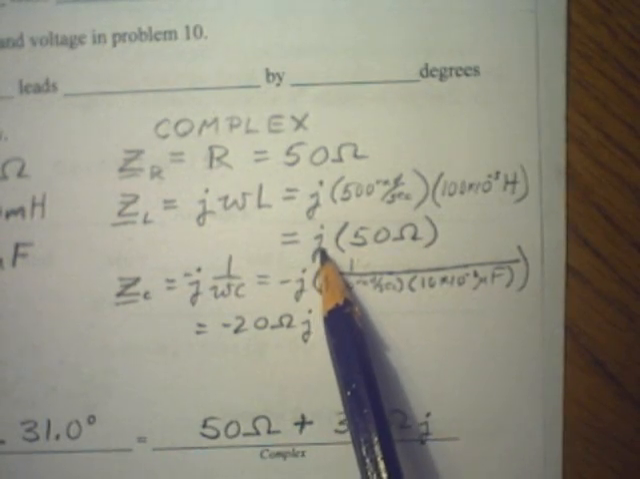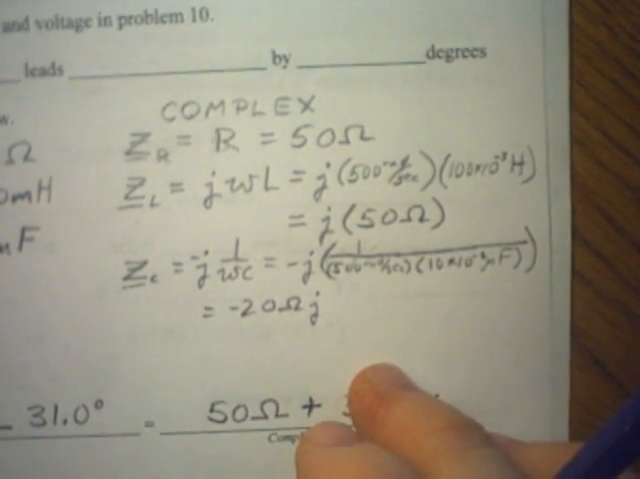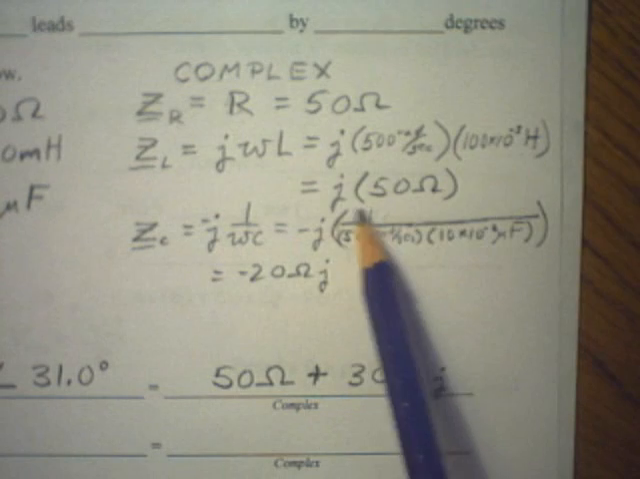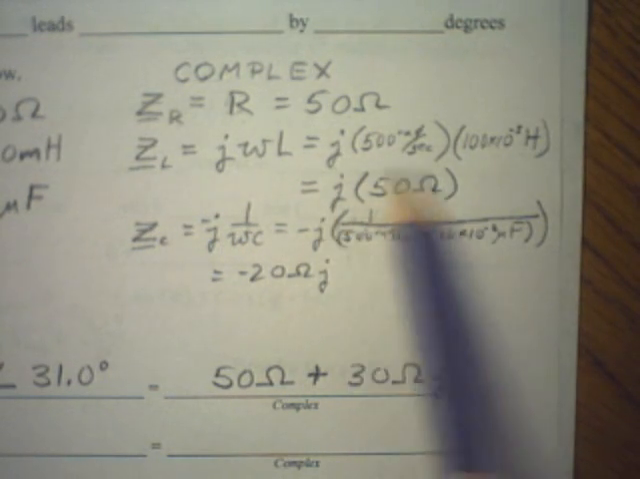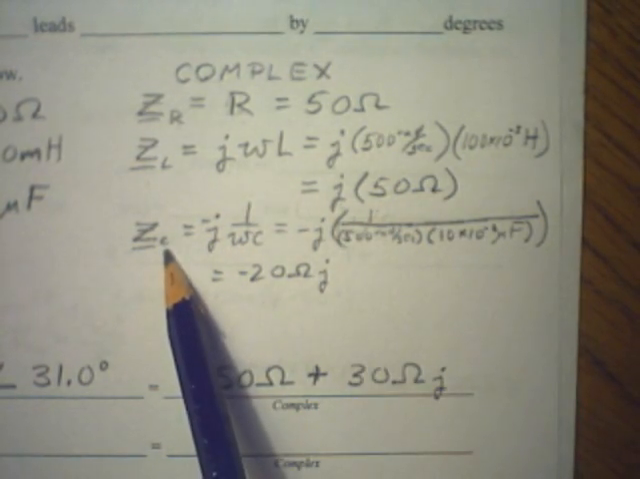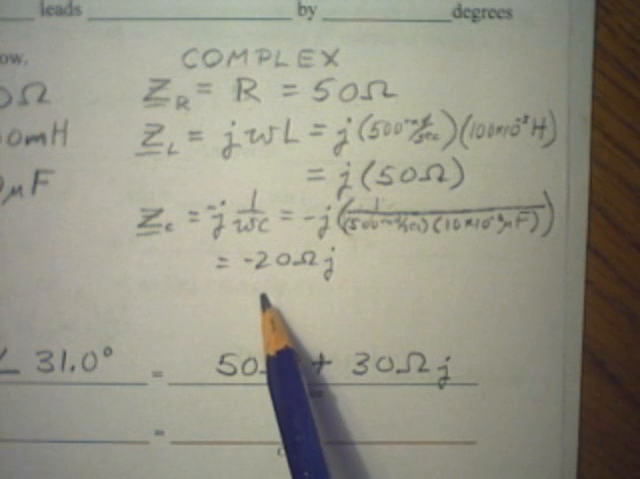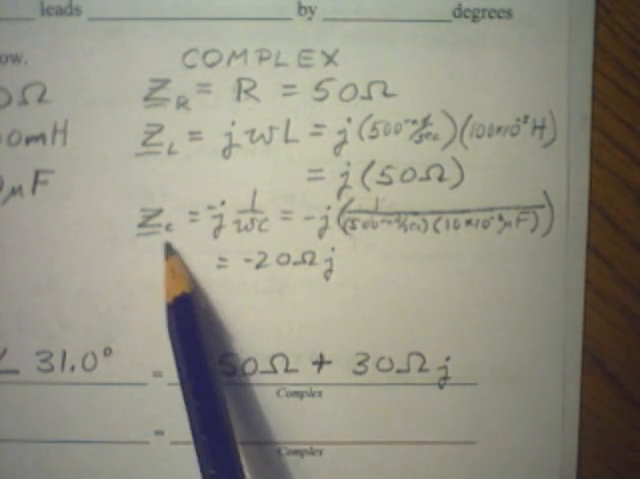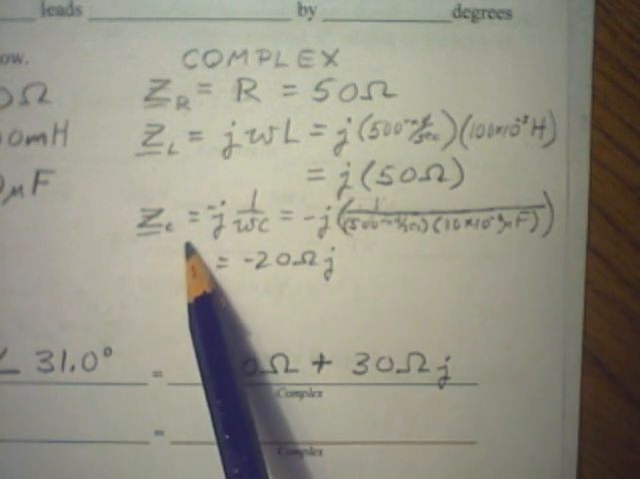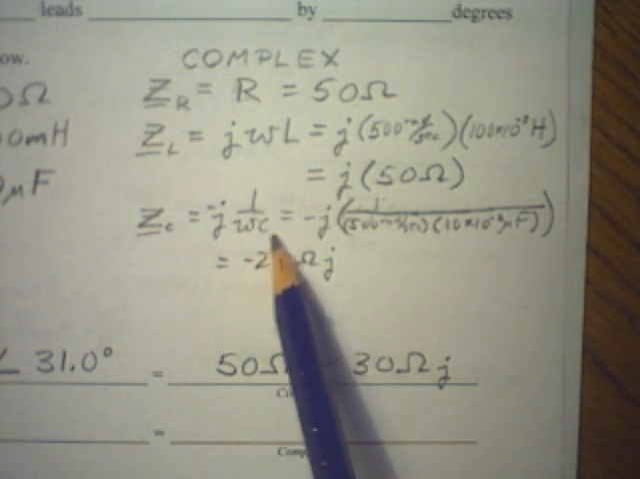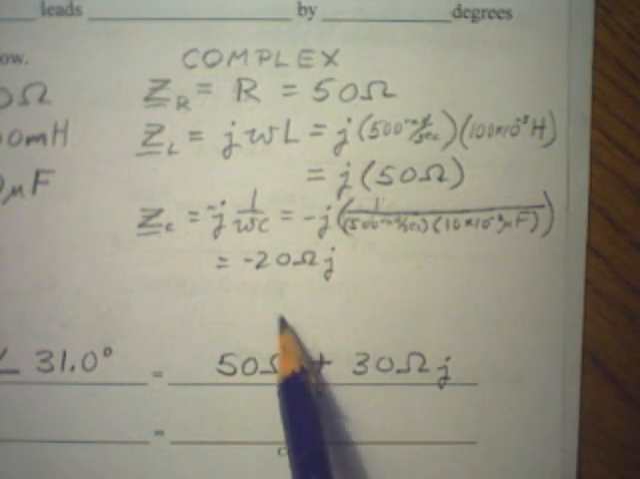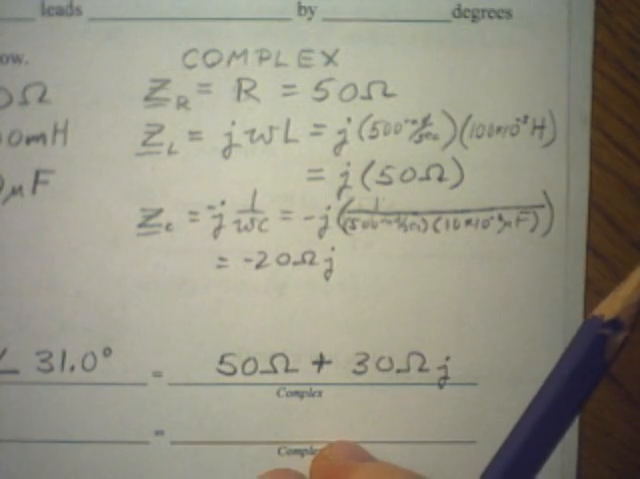And then there's j. So this is an imaginary number. The same, you also get an imaginary number for the impedance of a capacitor, minus j, 1 over omega C. Double check my calculation on this. I get minus 20 ohms.